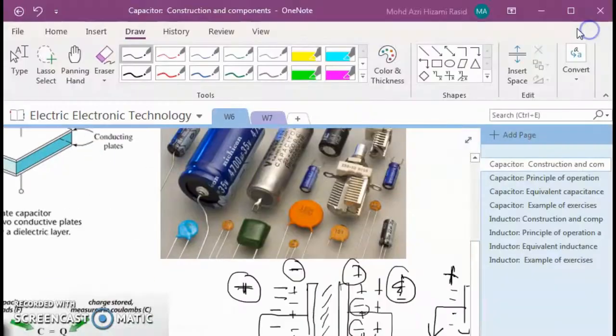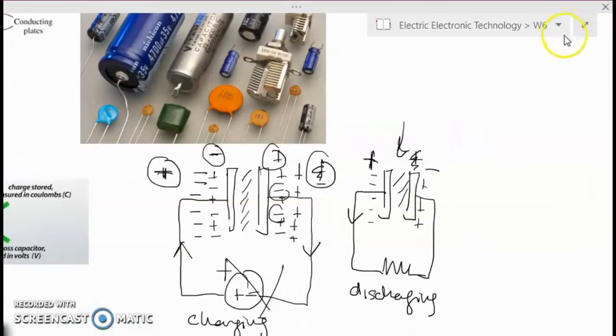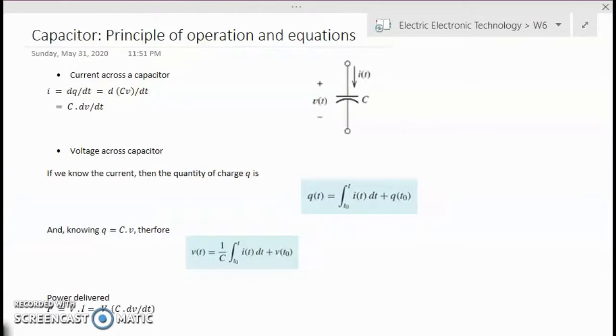So in the next part, now that we have seen the basic principle, the construction of a capacitor and the basic principle of its operation, we're going to look at a few equations that let us find the usual electrical parameters in a circuit where we have a capacitor. The first one is the current across a capacitor, right? Imagine we have a capacitor and the current that goes across the capacitor is identified as i(t), and the voltage across the capacitor is identified as v(t), or u(t).